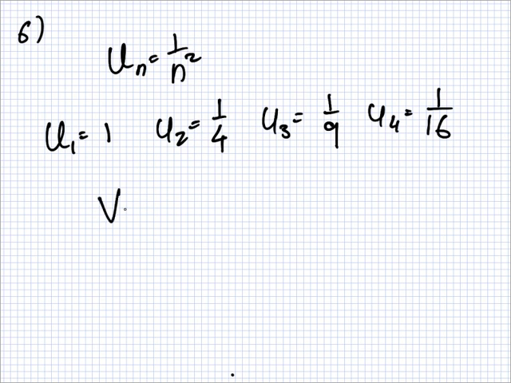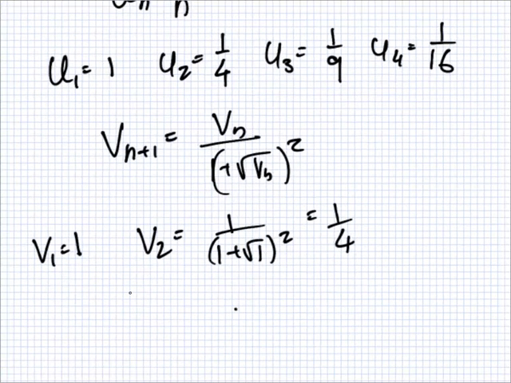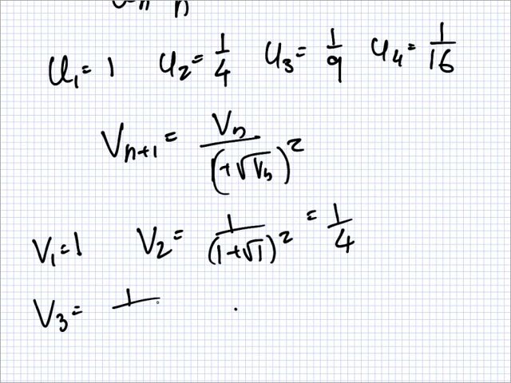So we have V(n+1) equals Vn over 1 plus root Vn squared. I tell you to start at 1. So the next term would be 1 over 1 plus root 1 squared, which is 1 over 4. Then the next one, V3, would be 1 over 1 plus root 1 over 4 squared. And when you put this in the calculator, you get 1 over 9. I think what we see happening here is actually the same sequence.